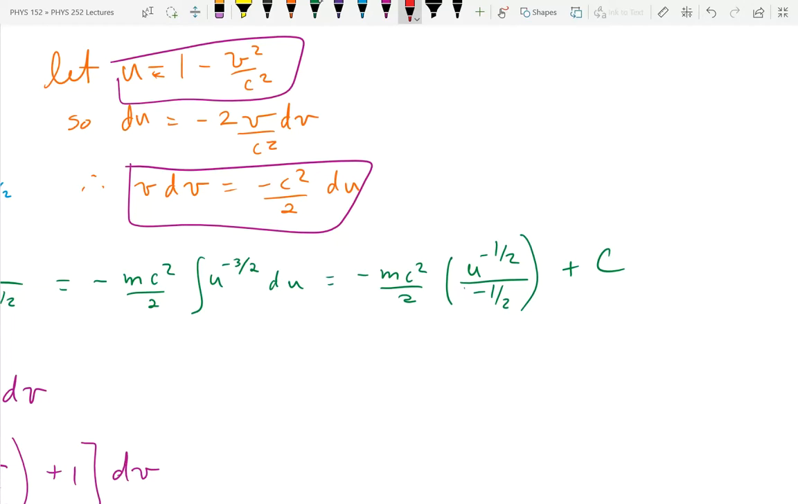Okay, so now that we have this, the minus here and the minus there are going to make it positive. This divided by 1/2 and divided by 2 are going to cancel each other out, as it is easier to see the way Alex said it. And so we have this is equal to mc squared over square root of u plus a constant. But going back to u, 1 over square root of u was gamma.